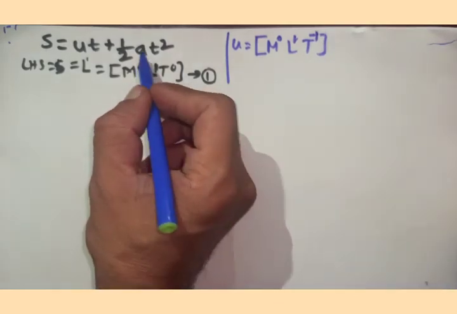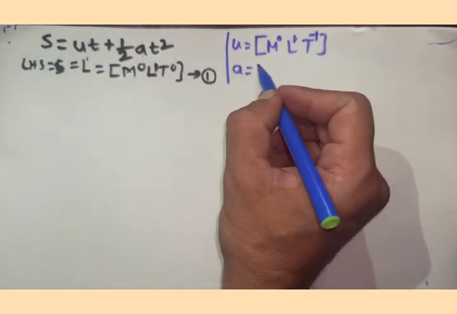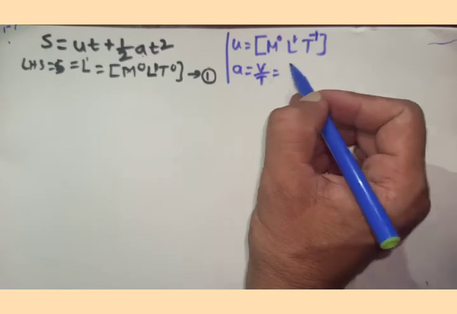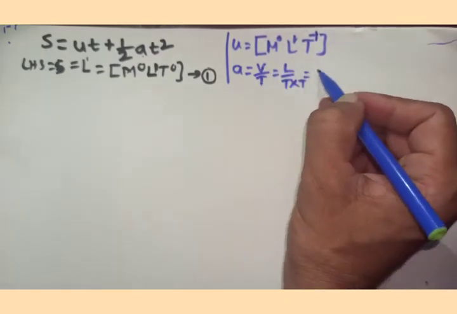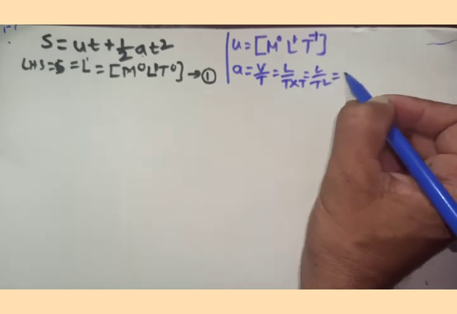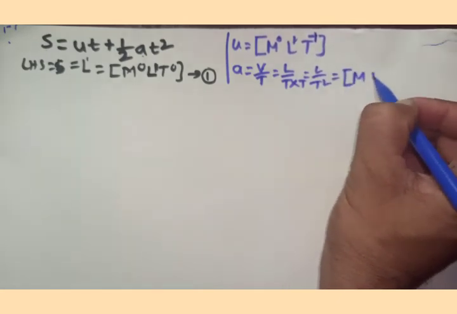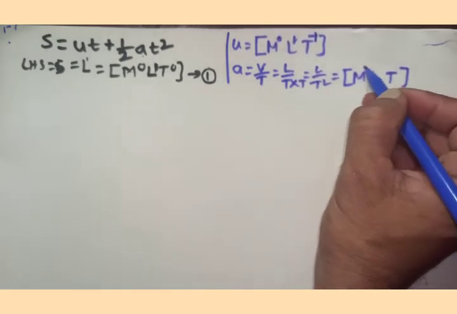Similarly, if you try to find the dimension of acceleration, acceleration is nothing but v upon t. Since v can be written as displacement upon time, and already one more t is there, it becomes L by t square. So your dimension will be nothing but M L T, where M is 0 because there's no mass.